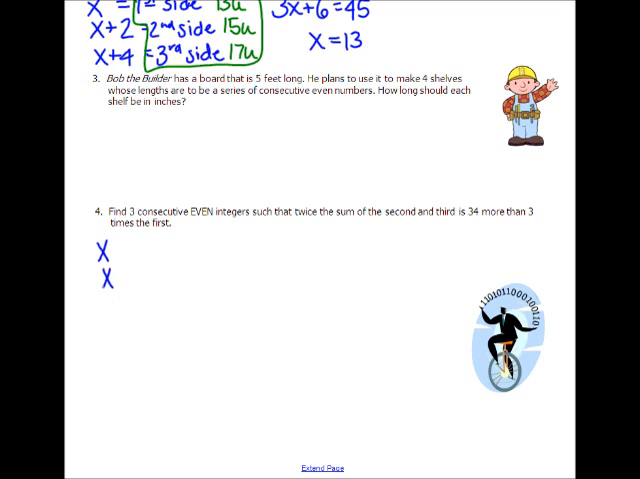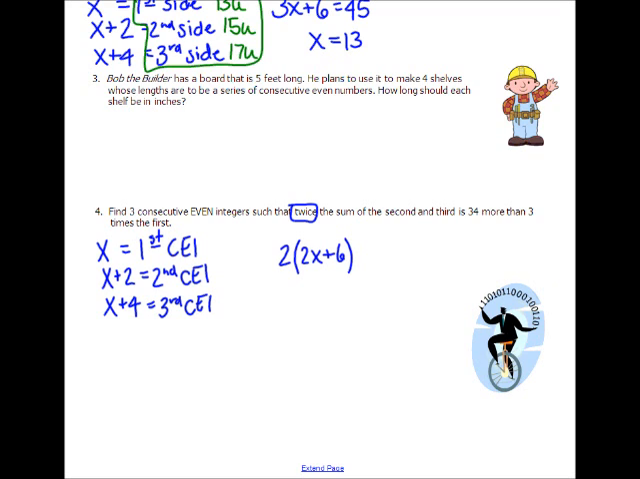So x, x plus 2, since these are even, and x plus 4. This is my first consecutive even integer. This is my second consecutive even integer, and this is my third consecutive even integer. Such that twice, here's that twice again, twice the sum of the second and the third. So if I add the second and the third, that's 2x plus 6, is 34 more than 3 times the first. Okay?